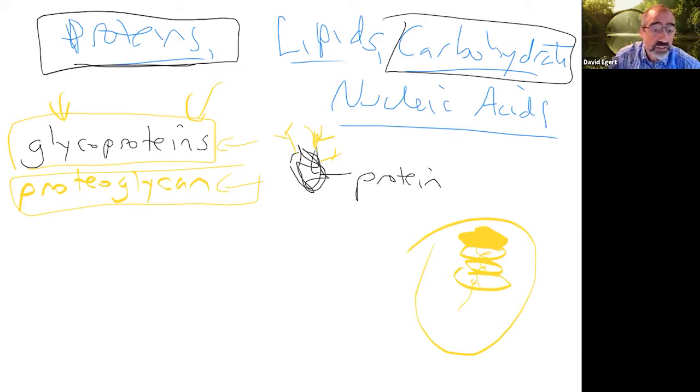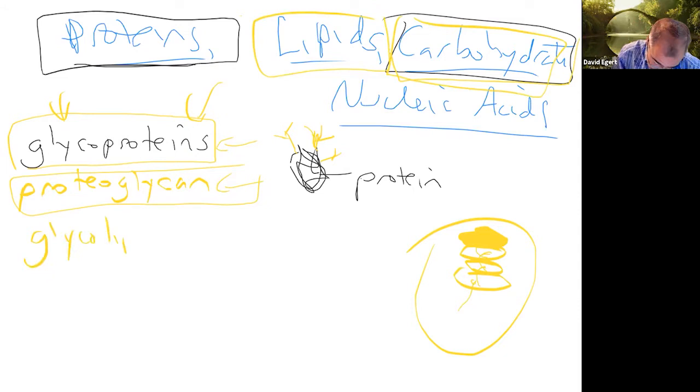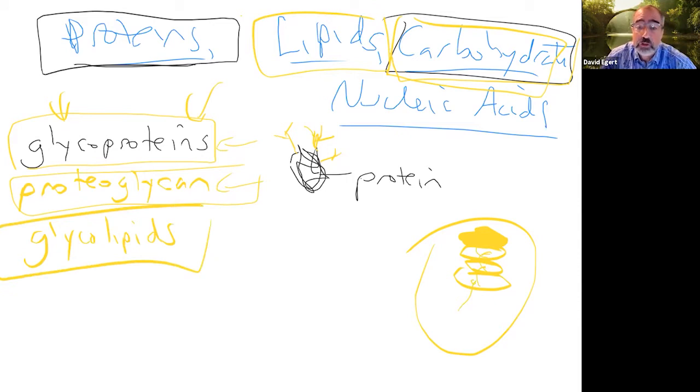Other things we'll see, if you have carbohydrates added to lipids, you can get glycolipids. These are things that are mainly lipid, but then have sugar groups added on. These are also things you can find in membranes and in other places.